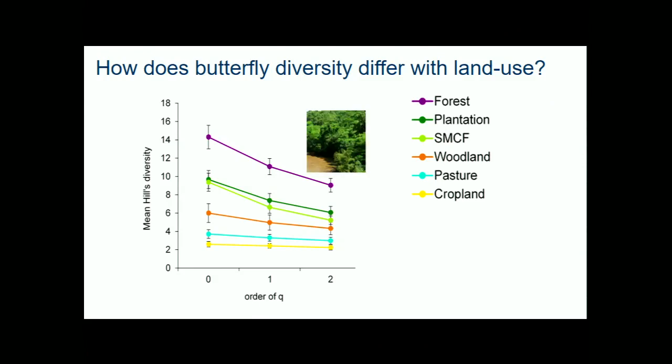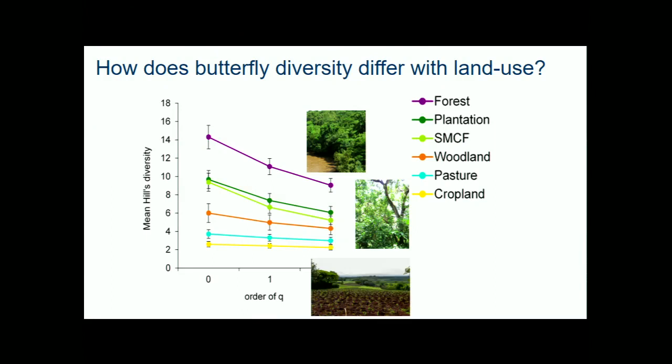And really what you can see here is that quite clearly natural forest has the highest butterfly diversity, which possibly isn't surprising. You can see also that the plantations and the coffee forests have very similar levels of diversity, across all three orders of Q. But really, diversity is dropping off when you get into that more intensive landscape, the open woodlands and pasture and the croplands. So huge difference in diversity here from around 2 for croplands up to between 10 and 14 for the natural forest.